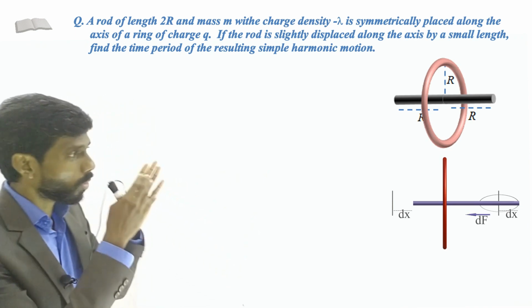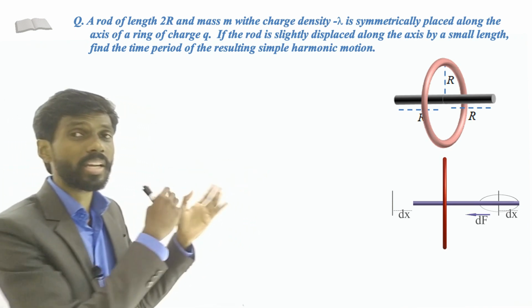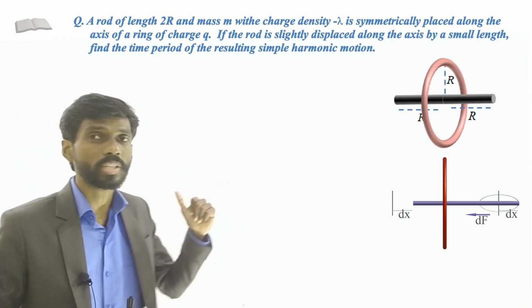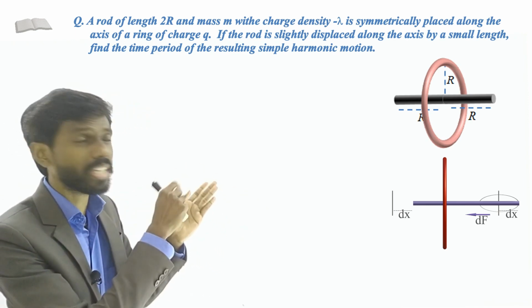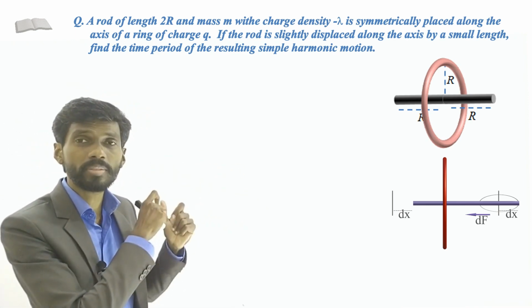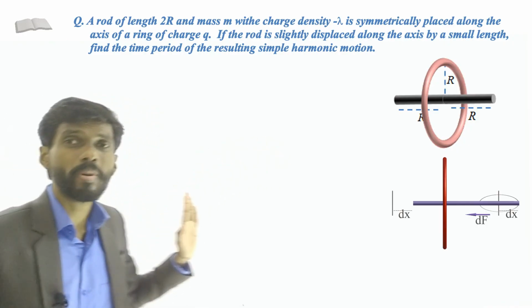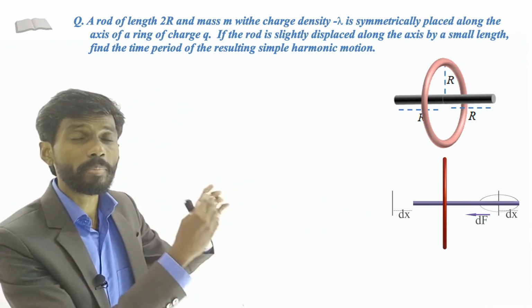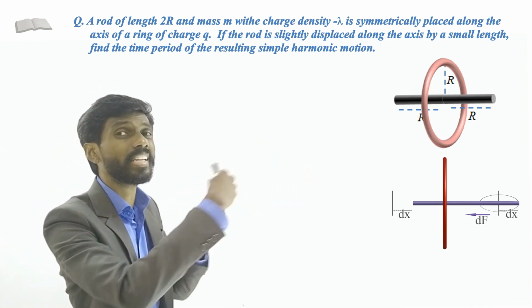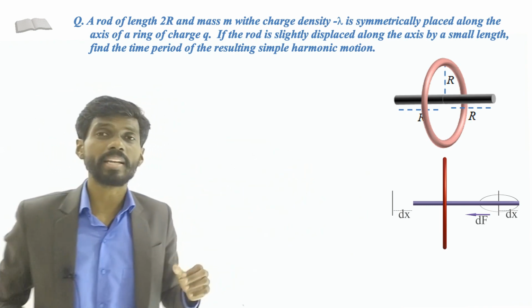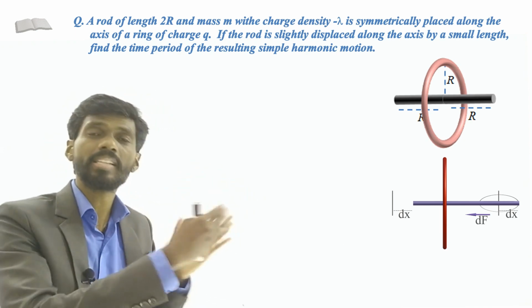Now, the portions of the rod on the right and left are not equal, so there will be a net force. Can you tell me what is the difference between the length on the right and on the left? dx? It is not dx. See, this rod is moved by a distance dx to the right. So the portion on the right increases by length dx. Similarly, on the left, that length decreases by dx.